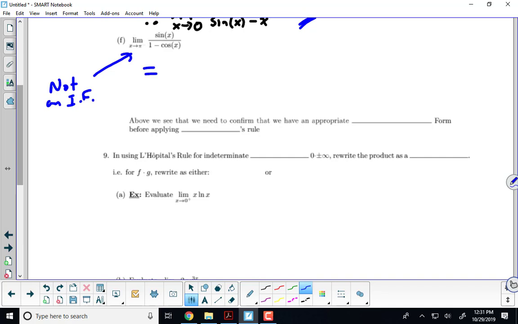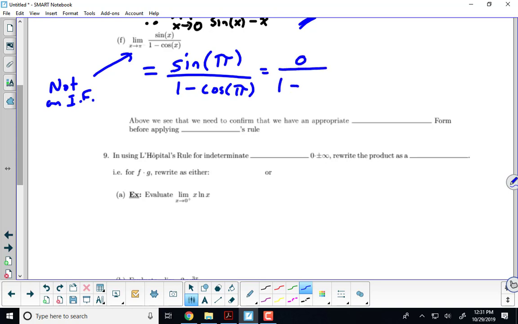And in this case, we'll just go ahead and do direct substitution on this limit. We get the sine of pi all over 1 minus the cosine of pi, which is equal to 0 all over 1 minus a minus 1, which is equal to 0 over 2, which is of course equal to 0, and that is the limit for this function. Notice that I never applied L'Hopital's rule. We never used L'Hopital's rule in this problem.